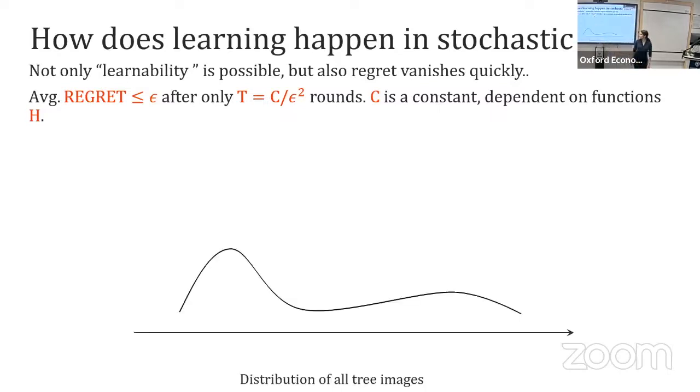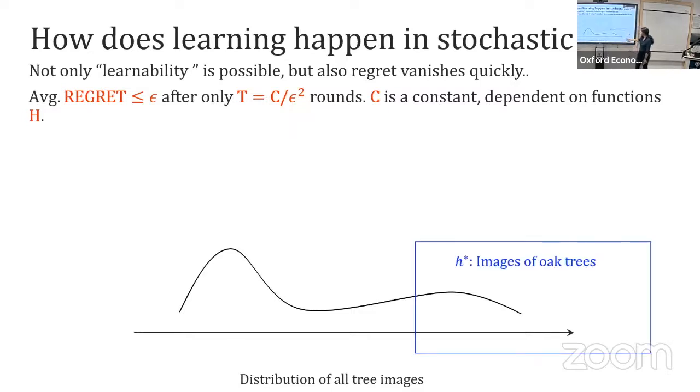And I'm not going to prove this to you, but I want you to still get the bigger picture because we are going to see what changes once we have strategic interaction. Imagine this was a distribution of all pre-images. And this was the images of oak trees. So anything that fell here, it was an oak tree. So H star is the one that I want to match its predictions in terms of predicting whether a new image I see is an oak tree or not.